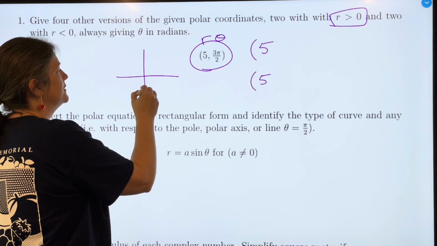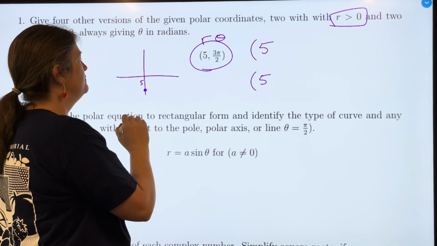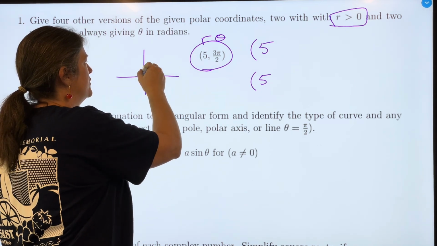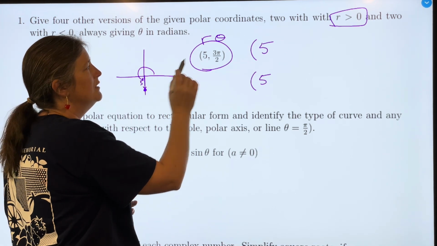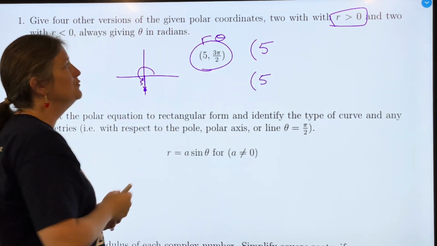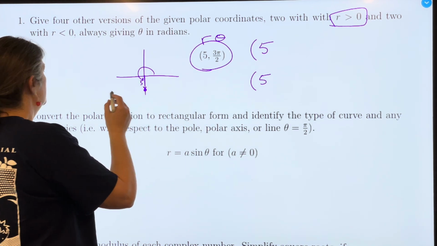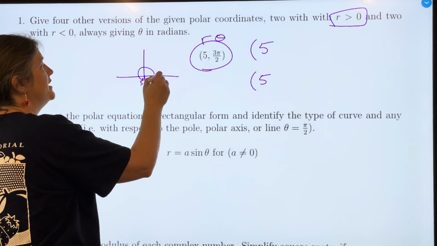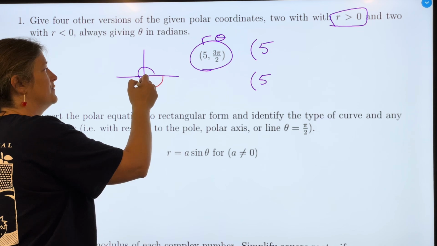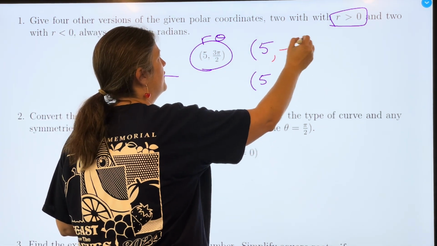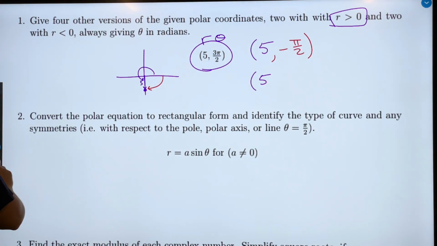5, 3 pi over 2 is right here, where this distance is 5 away from the origin in the direction of that particular angle. Now, if we wanted to get 2 more with positive r values, one way to do it would be to change which direction we went and get a negative theta. So instead of 3 pi over 2, I might be at negative pi over 2. So that's one option.